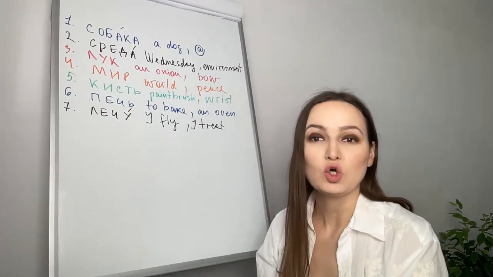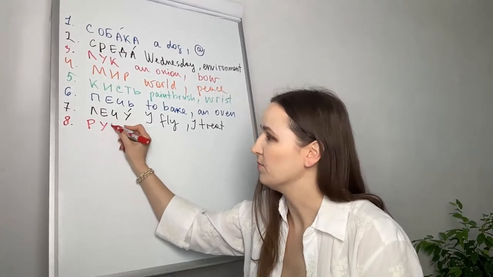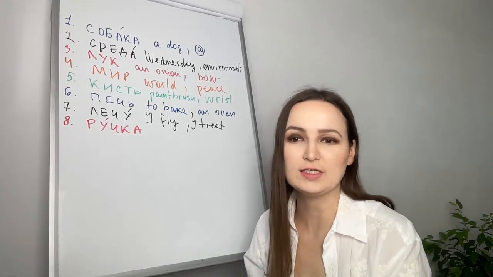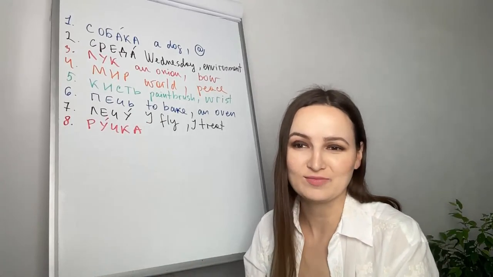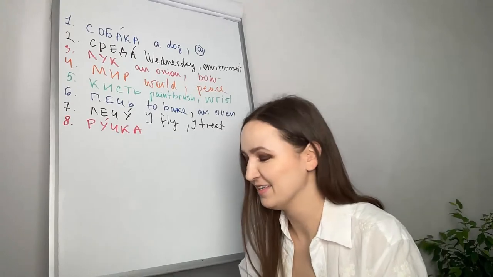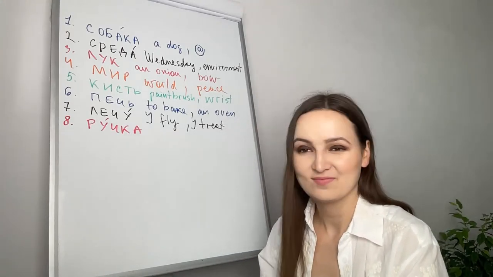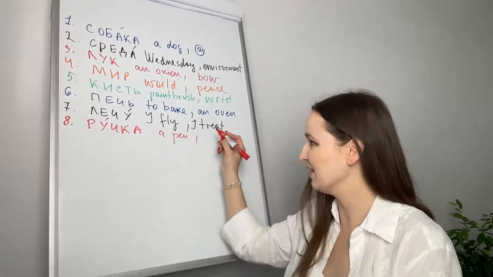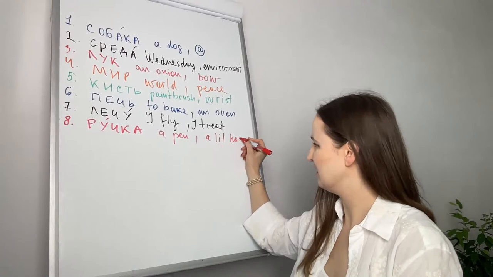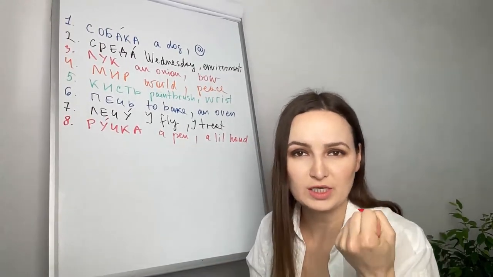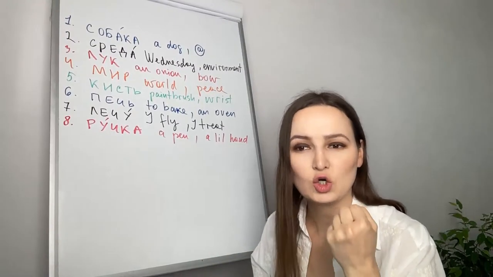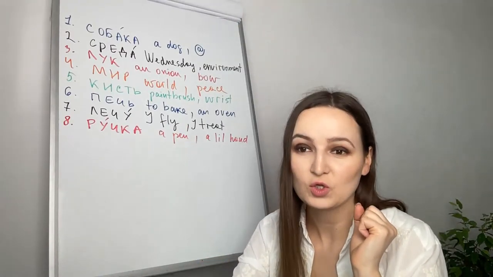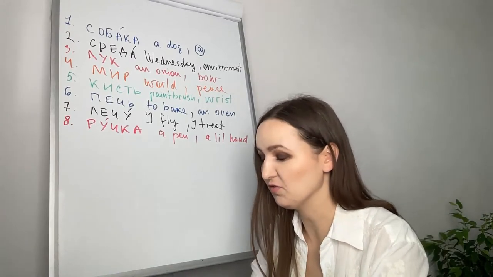Так. 8. Ручка. This word has two meanings as well. If you know one, please write in chat. Very easy word. A pen, правильно, a pen. And a diminutive for a hand, a little hand. Usually we use it with kids. Дай ручку, give me your little hand. Ручка is a hand, a little hand, or a pen. Yes, a little hand, diminutive for hand.